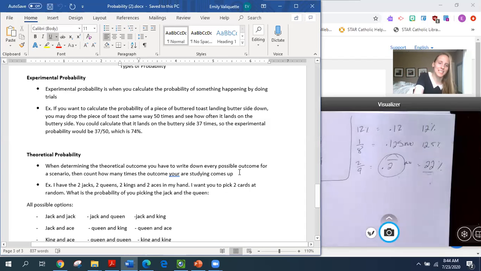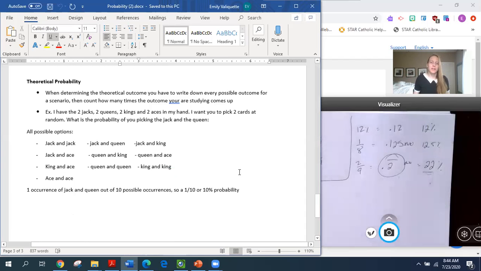Theoretical probability is a little trickier. When you're doing the theoretical probability, you have to write down every possible outcome for a scenario and then count how many times your outcome came up out of the total possible outcomes. So for example, it says I have 2 jacks, 2 queens, 2 kings, and 2 aces. So 2 of each face card and then 2 aces in my hand. I want you to pick 2 cards at random. What is the probability of picking a jack and a queen?